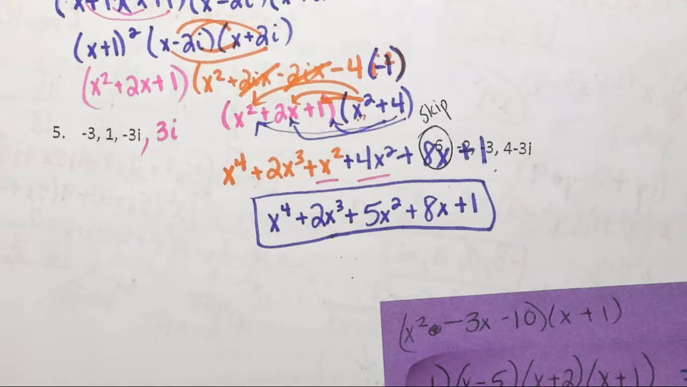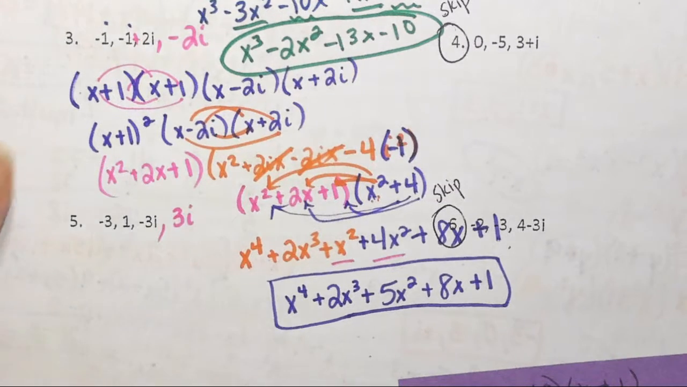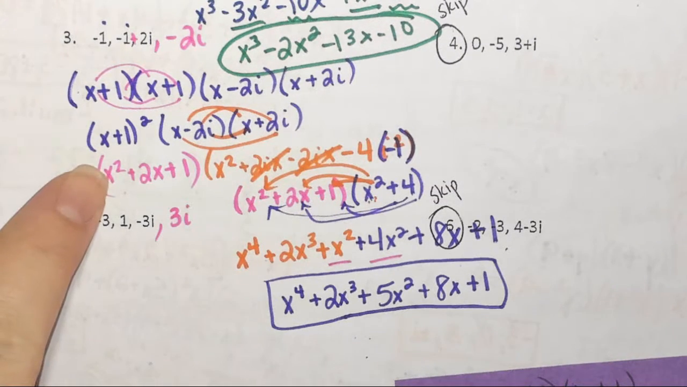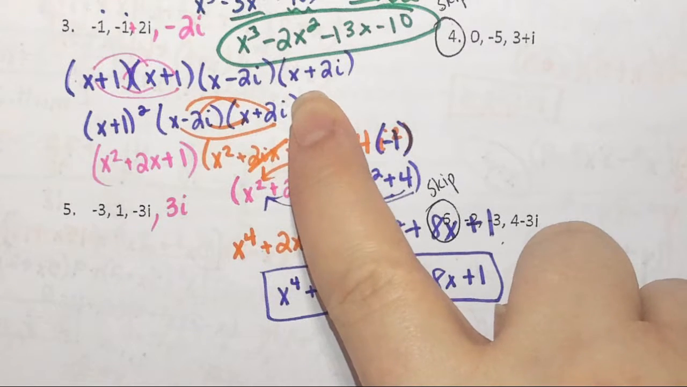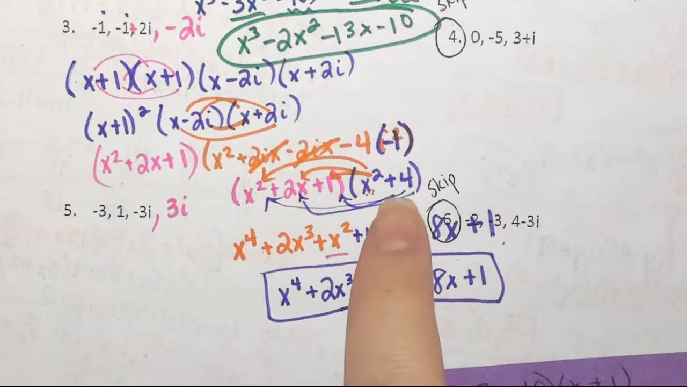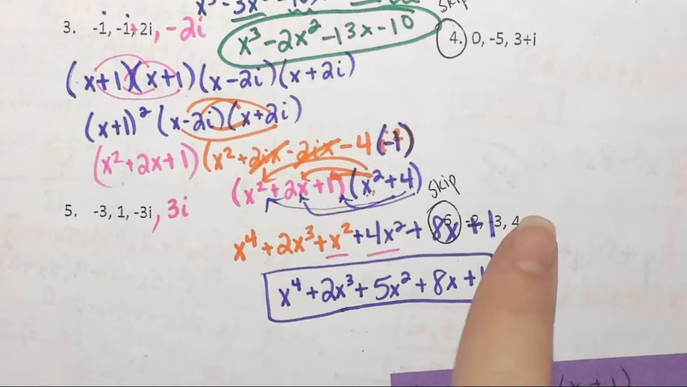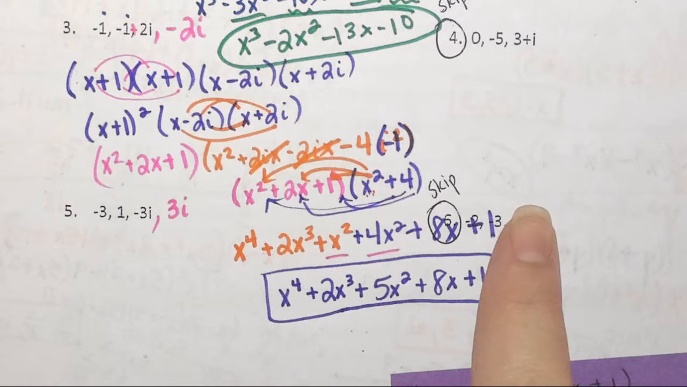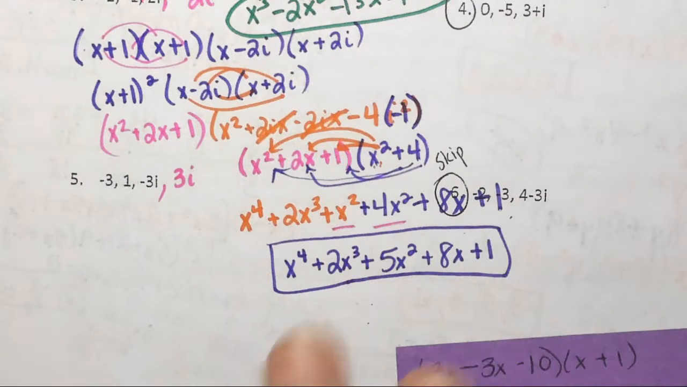But let's talk about all the mistakes Paige could potentially make right then, because there were a lot of mistakes. Paige could have foiled that one wrong and not ended up with this pink thing. Paige could have foiled the imaginary ones wrong and not ended up with that orange thing. She could have simplified wrong with the imaginary numbers. She could have not distributed well and never ended up on this line, or she could have not combined her like terms well. There's a lot of mistakes that Paige could have made within that one problem, which is terrifying because your test is tomorrow.